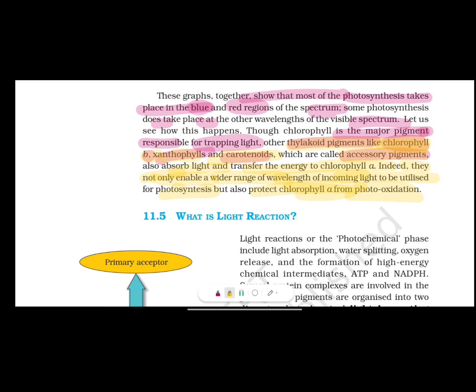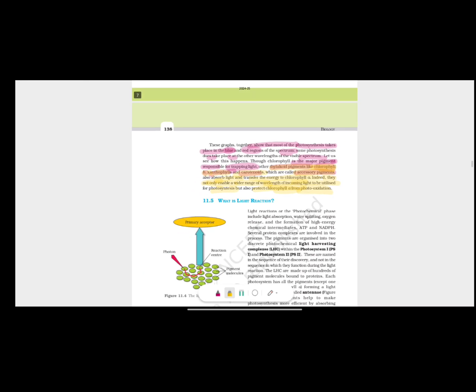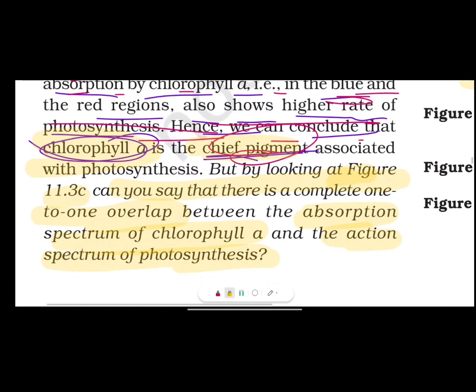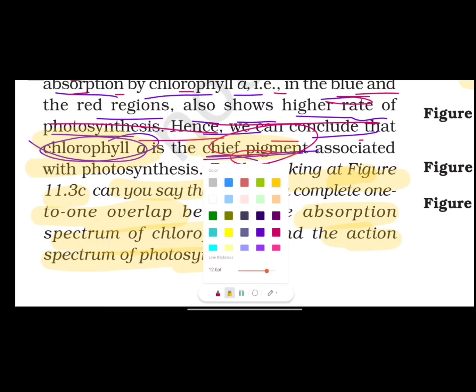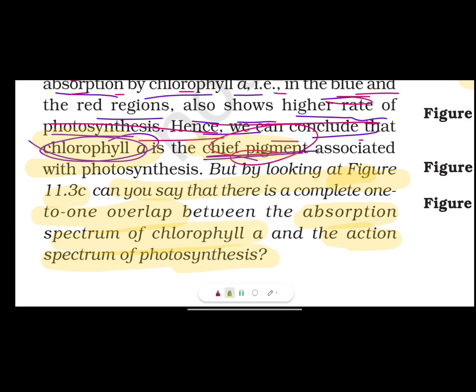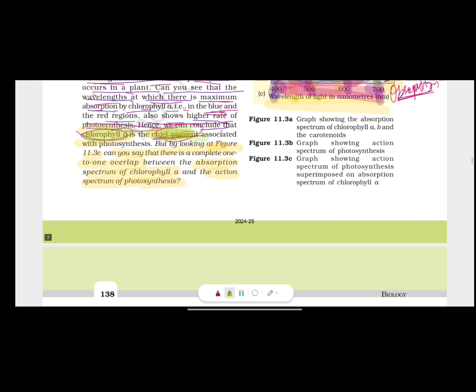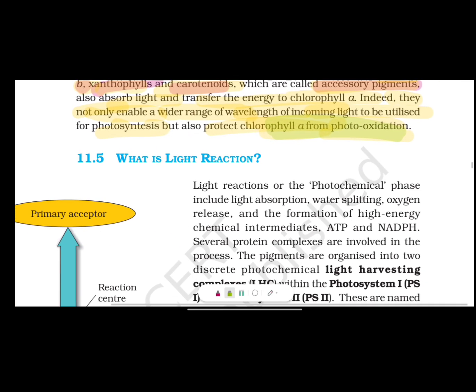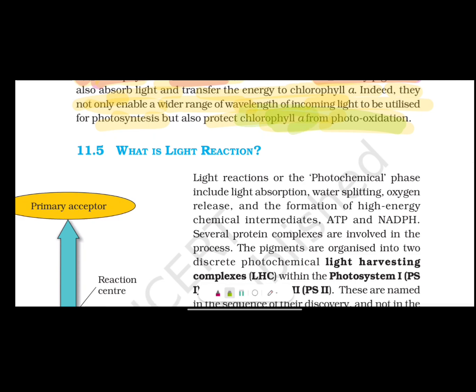Why do they transfer the energy to chlorophyll A? Because chlorophyll A is called the chief pigment. See, over here they have given the information. Chlorophyll A is the chief pigment, very important, and the accessory pigments also prevent the photooxidation of chlorophyll A.